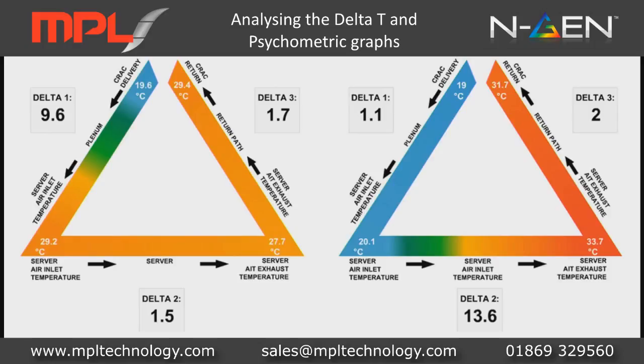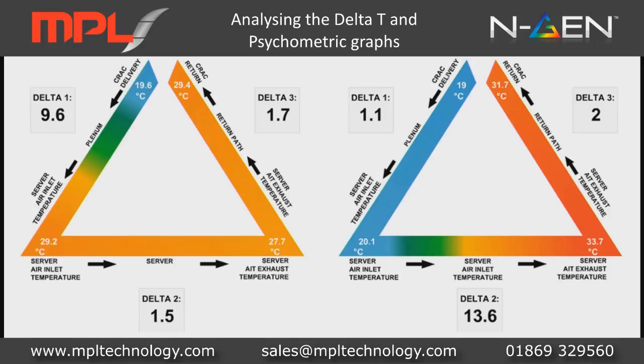The final delta, delta 3, again is very similar to the first delta insofar as it should be as close to zero as possible, as this is showing the heat loss from the outlet of the rack back to the return air on the cooling units. The larger this delta, the bigger the problems again the customer would have with airflow.